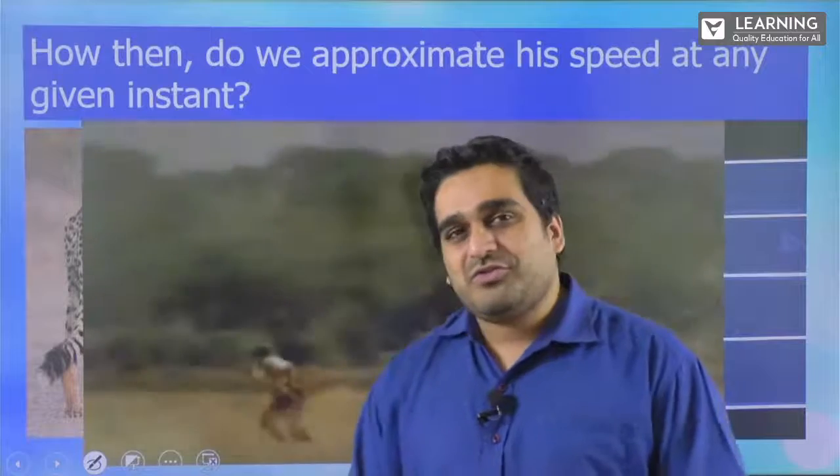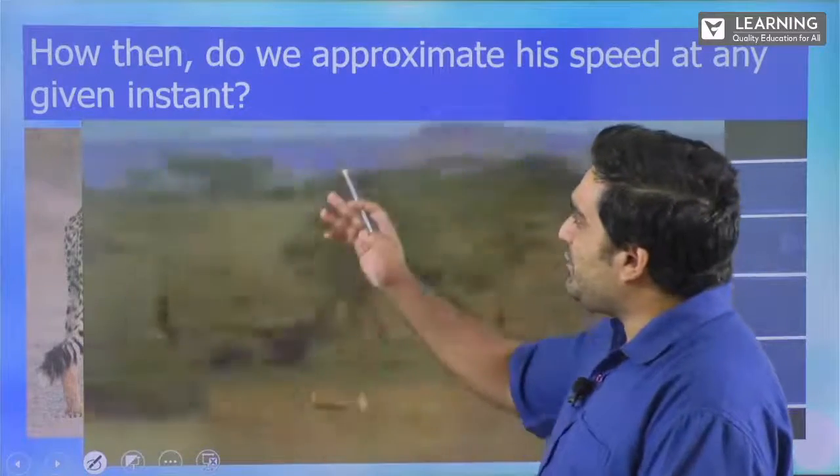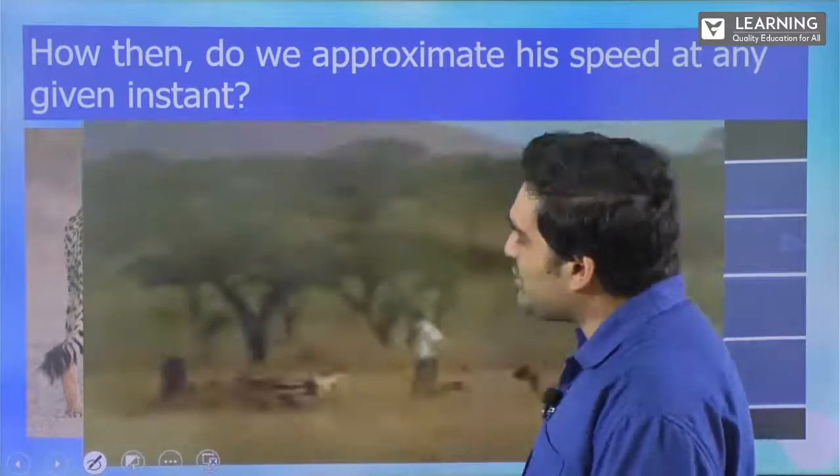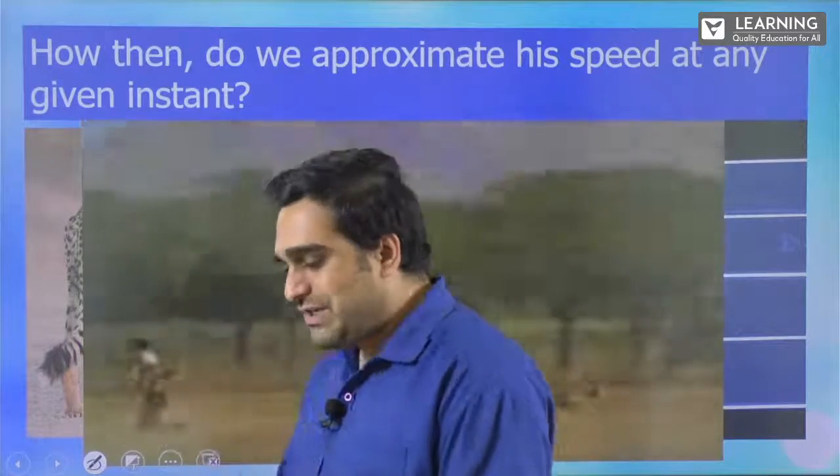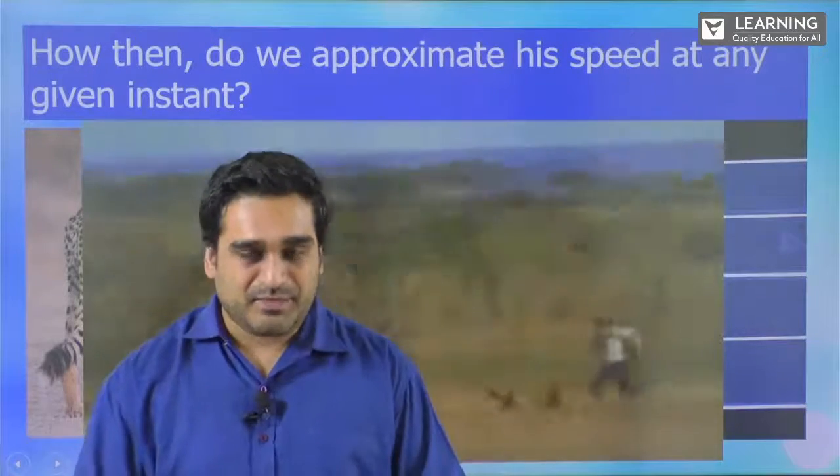So what I wanted you to observe here is how do we approximate the speed of a given object at that given instant? Let's take an example of your scooter. When you go on a scooter, you identify that the speedometer increases as you accelerate. That speedometer needle, which increases, tells you the speed exactly at that moment of time. So how do we define it?